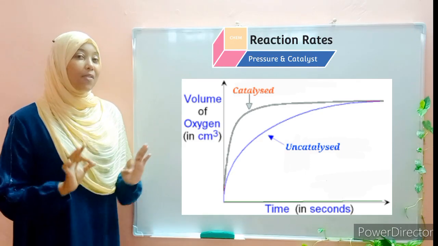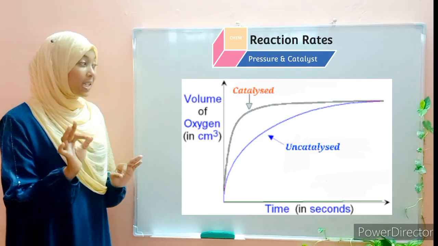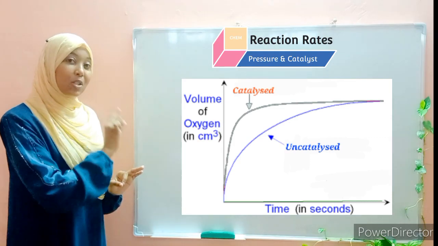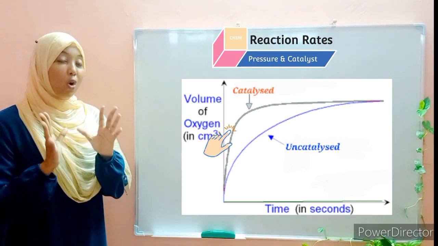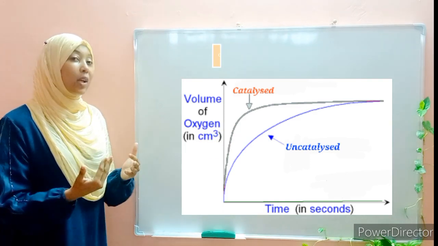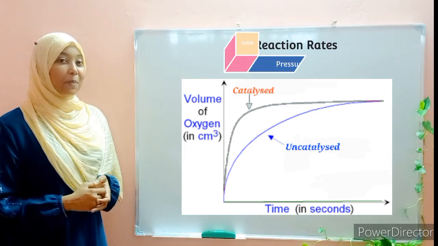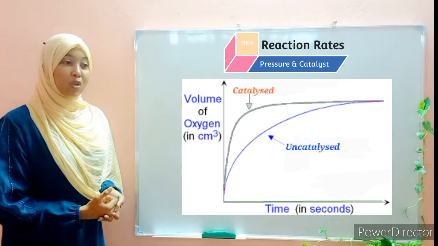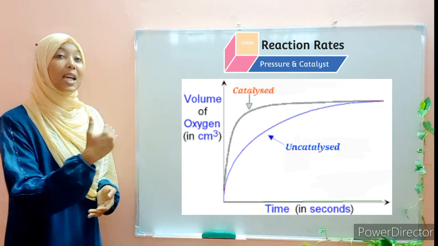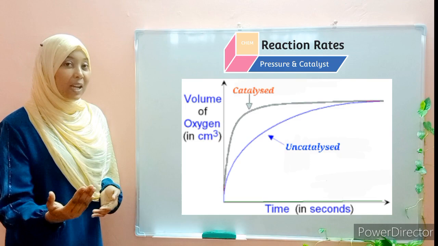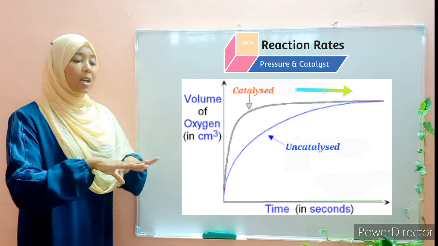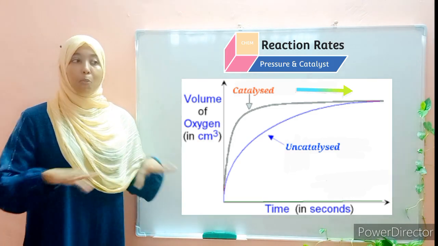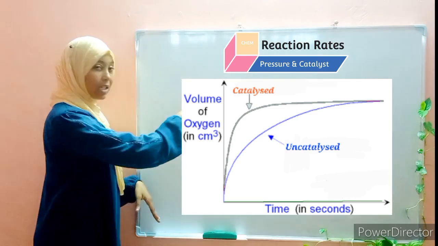It does not have a catalyst present. So as you can tell, the reaction catalyzed by a catalyst has a curve that is steeper, showing that oxygen is collected very quickly within a shorter period of time. For the uncatalyzed reaction, collection of oxygen gas is slower. But at the end of it, they both level. So leveling off simply means that the reaction has stopped. So production of oxygen has stopped.